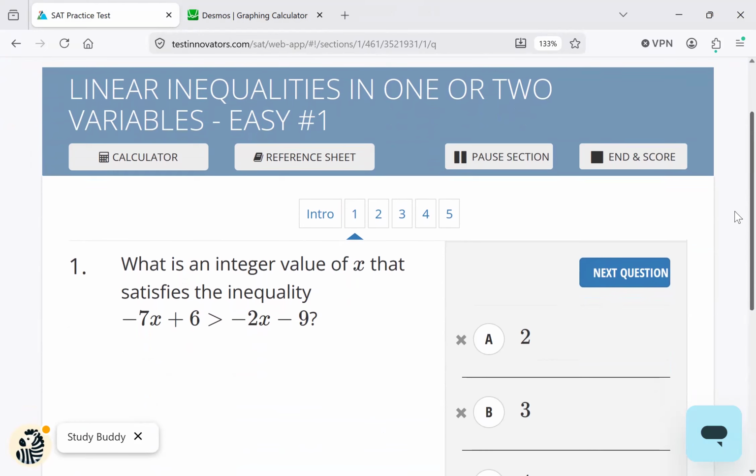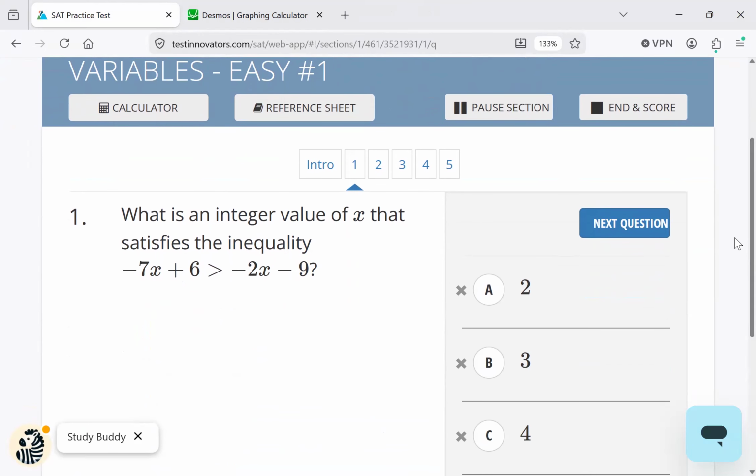Number one says, what is the integer value of x that satisfies the given inequality? You're just going to have to solve for x and figure out which one is the correct one. So that's what I'm going to do. Before I move things around, always check if you can collect like terms on the left and right. Can we combine like terms? No.